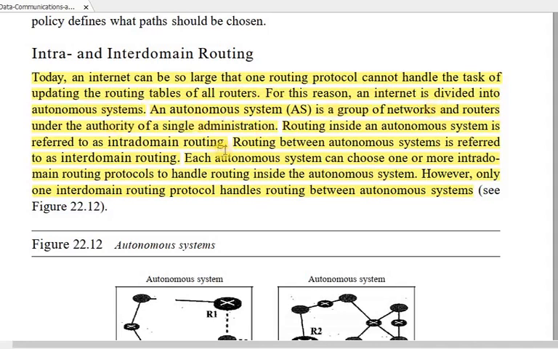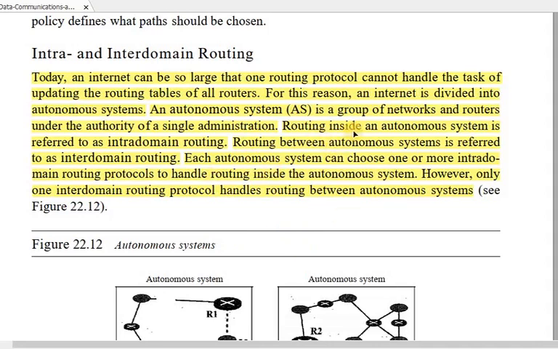The internet that we know about is actually comprised of various combinations of networks that work together. An autonomous system is a group of networks and routers under the authority of a single administration. It basically means that we have a combination of computers and routers which are controlled or managed by a single administration, and that is known as an autonomous system. So there will be multiple autonomous systems that exist.